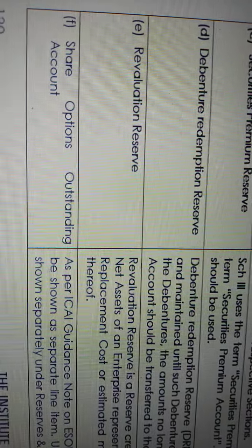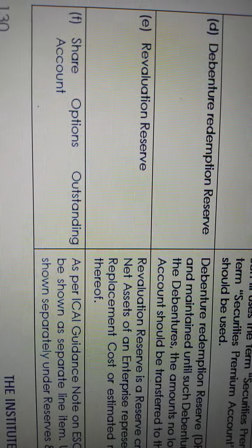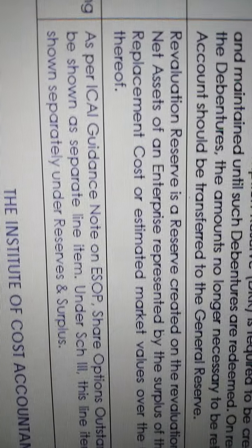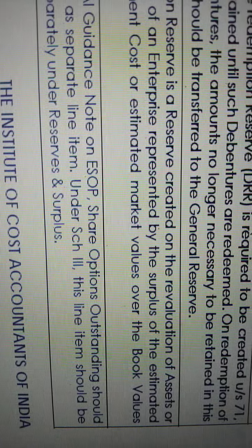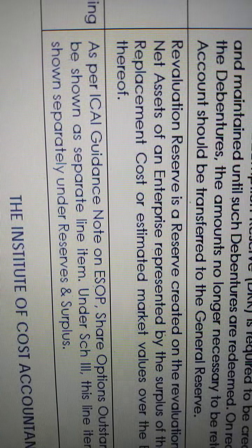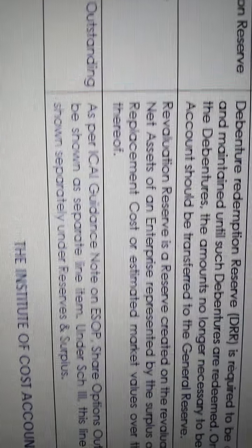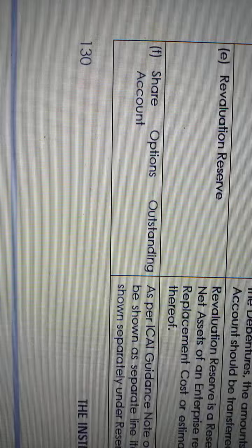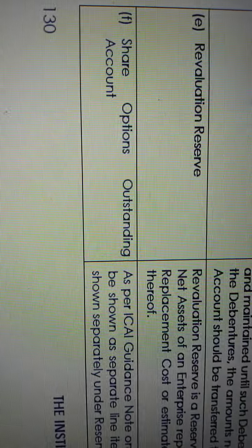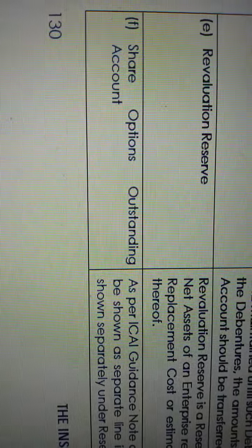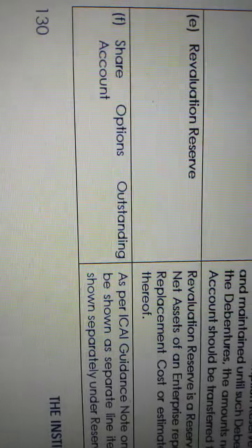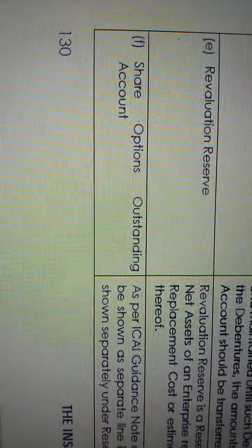Now what I am trying to say is the meaning of share options outstanding account. As per ICAI guidelines, the note on ESOP says share options outstanding account should be shown as a separate line item under Schedule 3, under reserves and surplus. We have to allot some money every year to this account for the purpose of issuing shares at a discounted price to our employees in future. That is share options outstanding account.